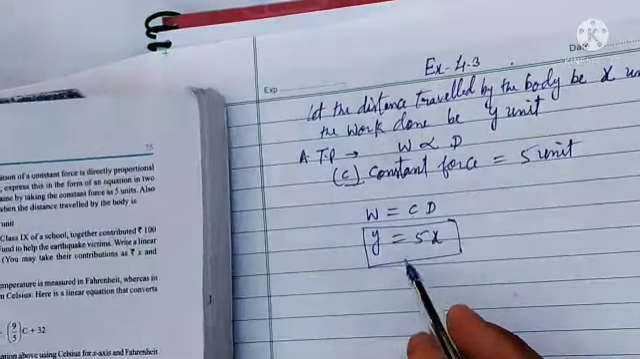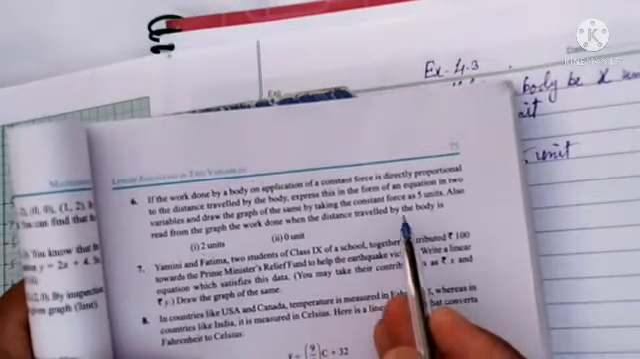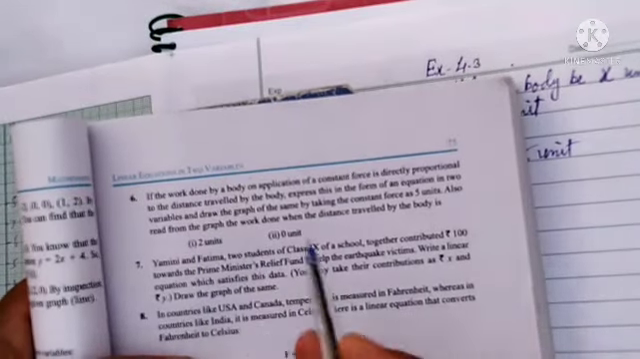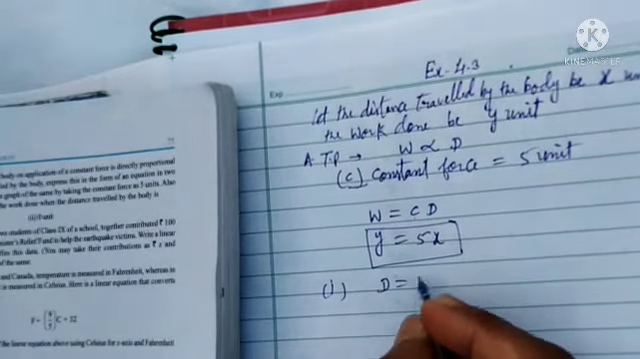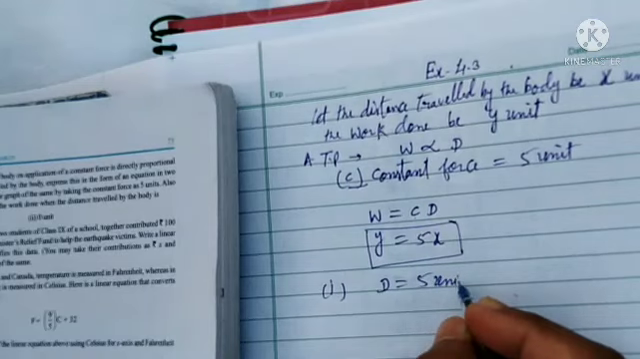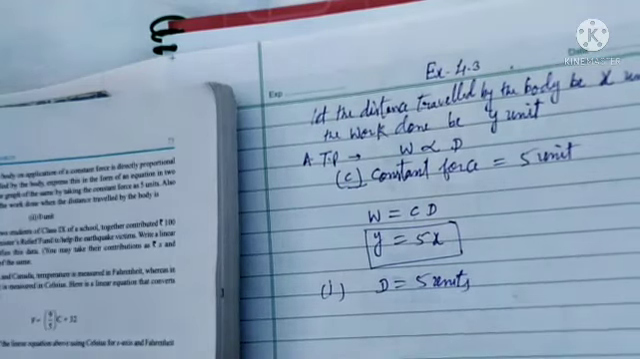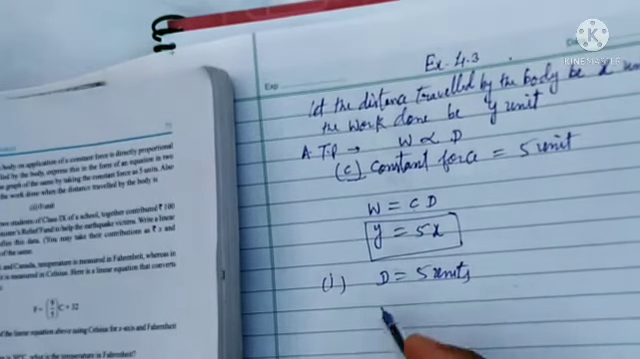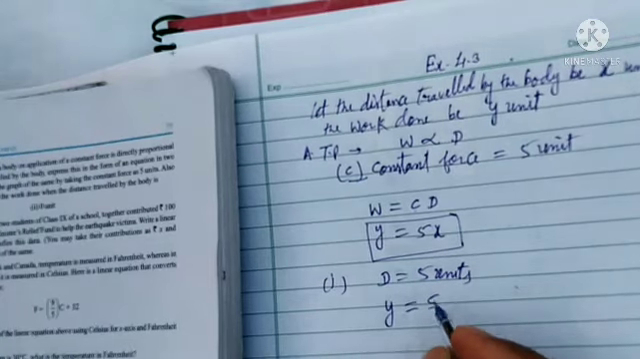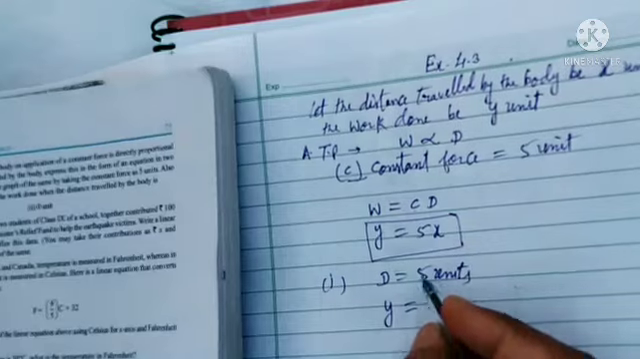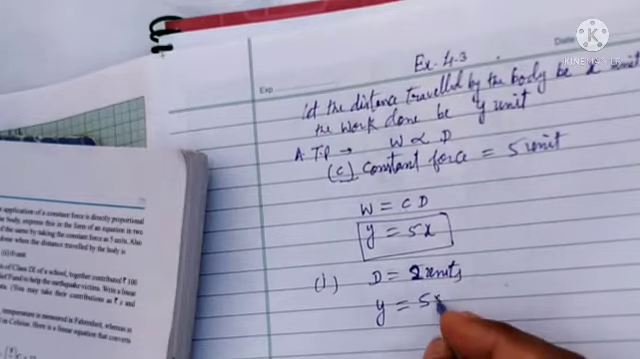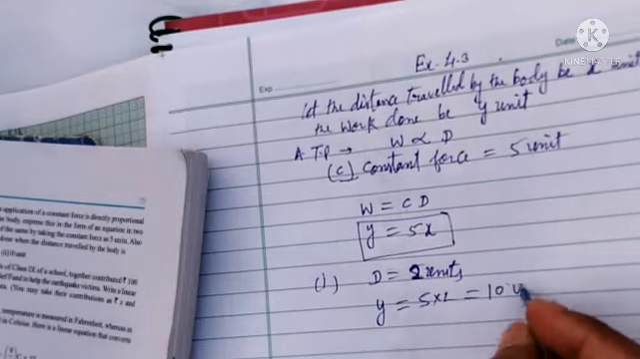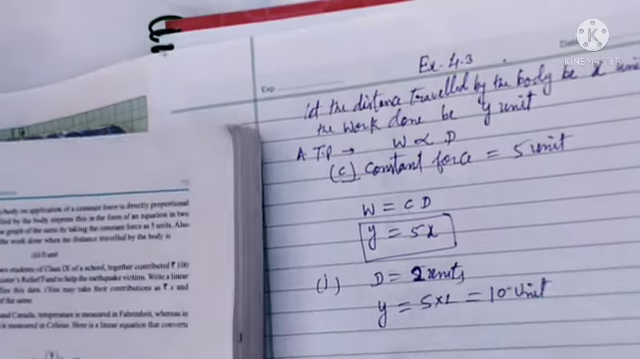Now we have to draw this equation, but before drawing we have to find the work done when the distance traveled by the body is 2 units. So how to do it? First case is given here. If distance is 2 units, we want the work done. So we write y is equal to 5x, and in the place of x write 2. So 5 times 2 is 10. Then what is the work done here? 10 units.